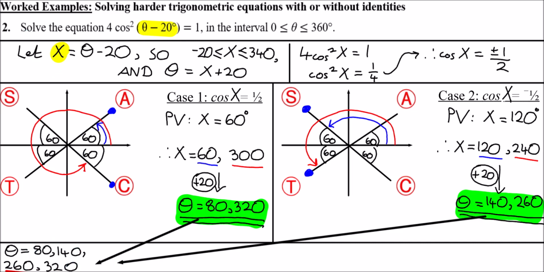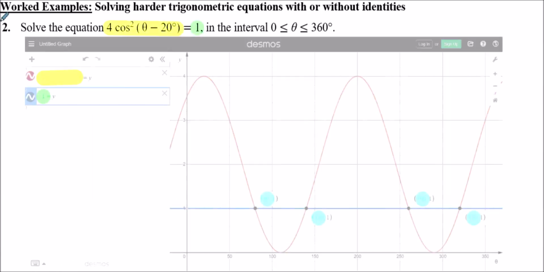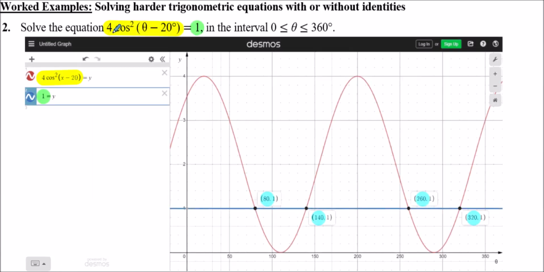And again, just to show you using the graphing software, if you plot one function, 4 cos squared of x minus 20 equal to y, then a second function which relates to the right hand side of the equation you want to solve, just put 1 equal to y, see where the two graphs intersect, and these relate to the solutions we mentioned before. So as you can see here, highlighted in blue, 80, 140, 260 and 320.